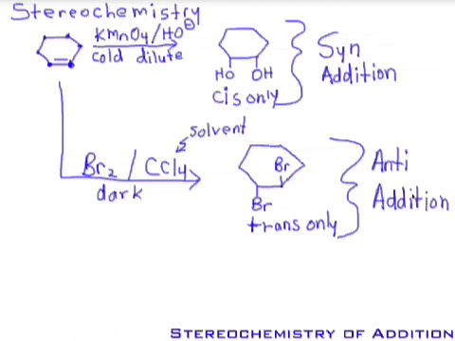So we must understand the mechanisms by which KMnO4 puts OHs on an alkene and by which Br2 puts two bromines on an alkene, and the differences that account for why in one case you get syn addition and in the other case you get anti-addition. So when we look at these reactions, we will be examining the mechanisms to explain the stereochemistry of the addition.